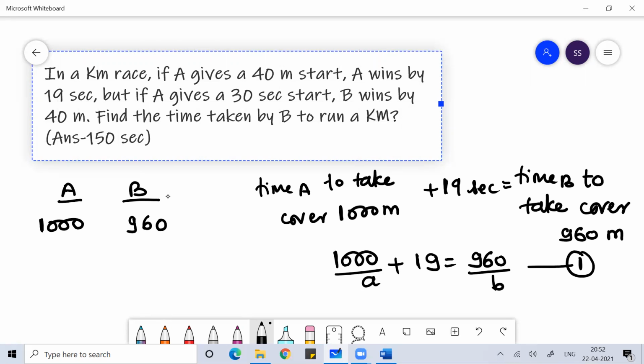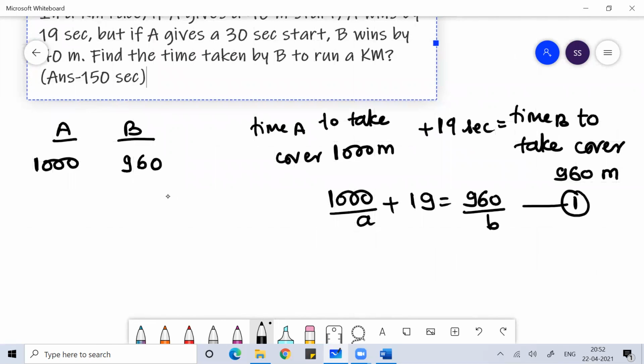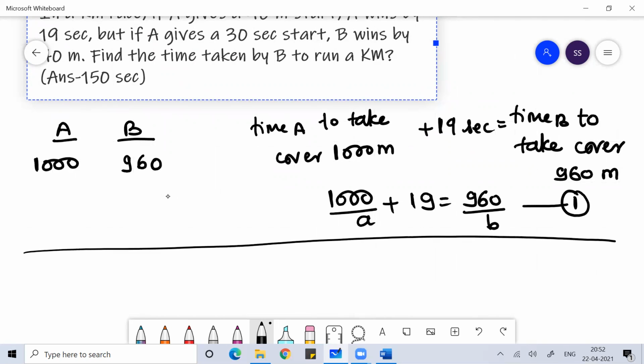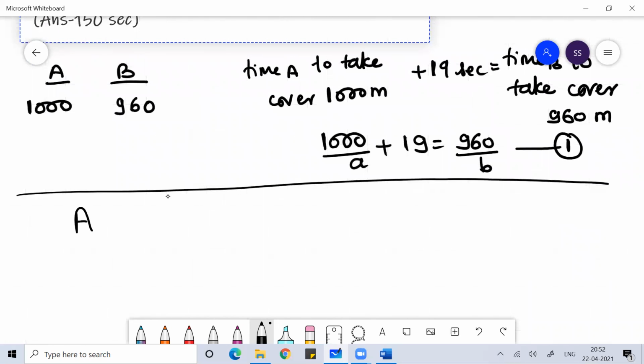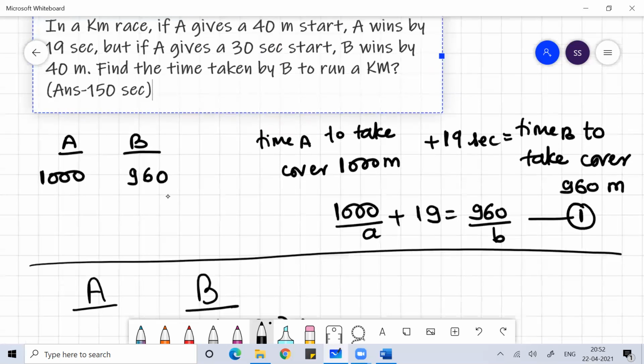But if A gives a 30 second start, B runs for T plus 30 seconds, meaning B gets 30 seconds more. Earlier A gave B an advantage in terms of distance. Now A gives B an advantage in terms of time. But if A gives a 30 second start, B wins by 40 meters.